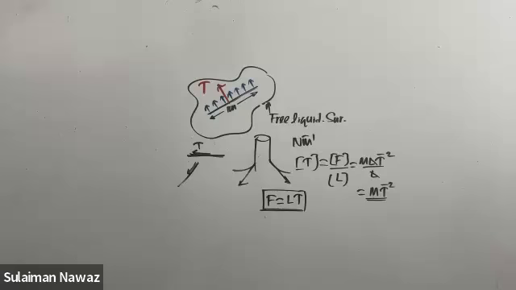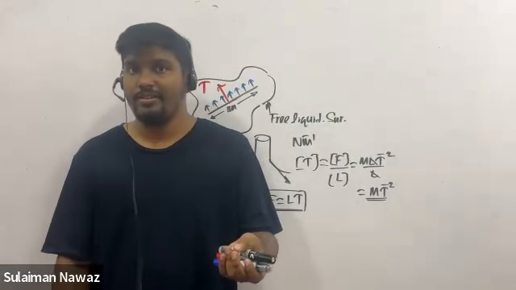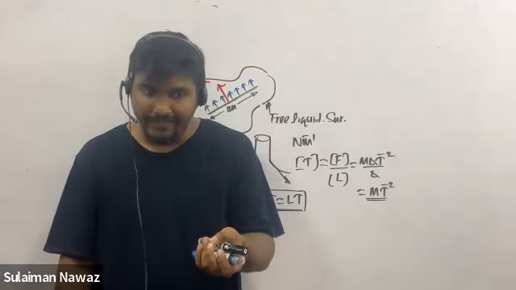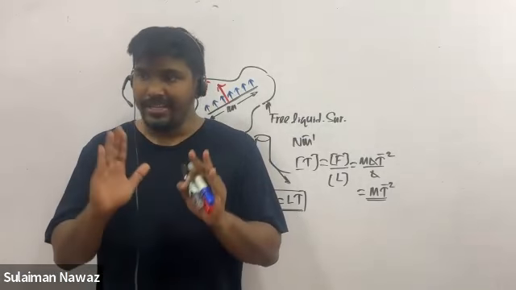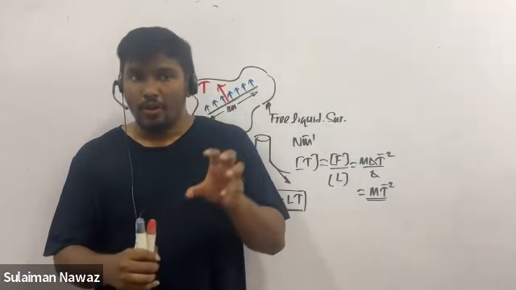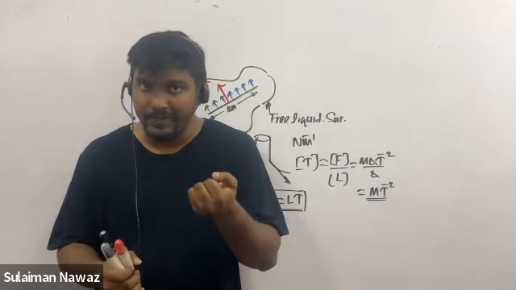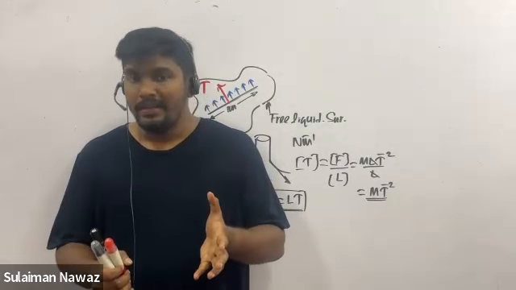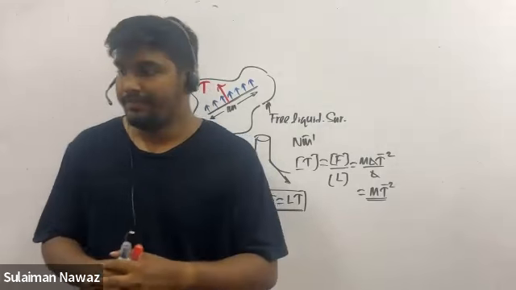Number three, temperature. Now, generally understand how the coefficient of surface tension of a liquid varies with temperature. When temperature increases, the coefficient of surface tension decreases. There is a kind of inverse proportionality between coefficient of surface tension and temperature, right?